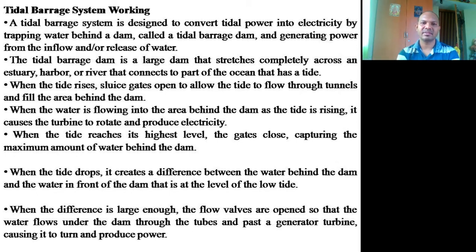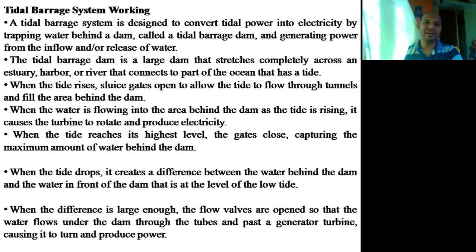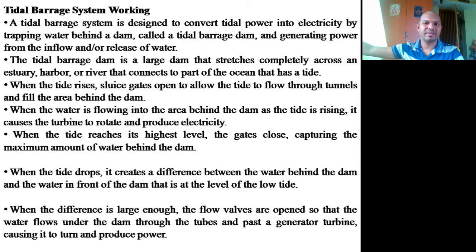When the tide rises, the sluice gates open and allow the tide to flow through the tunnels and fill the area behind the dam. When the water is flowing into the area behind the dam as the tide is rising, it causes the turbines to rotate and produce electricity. When the tide reaches its highest level, the gates close, capturing the maximum amount of water behind the dam, which also stores energy in terms of tidal energy.